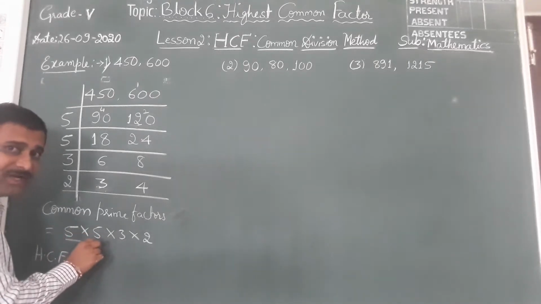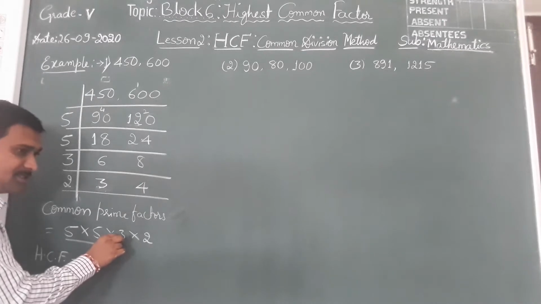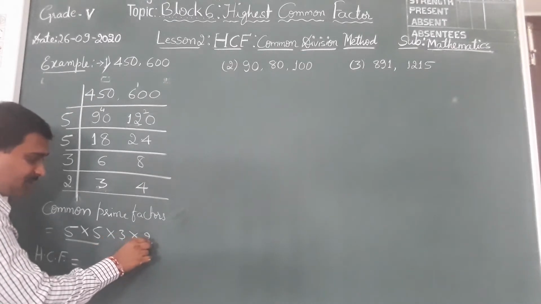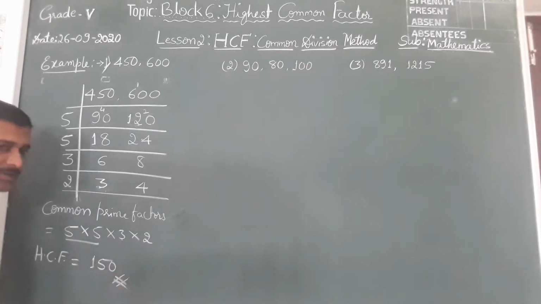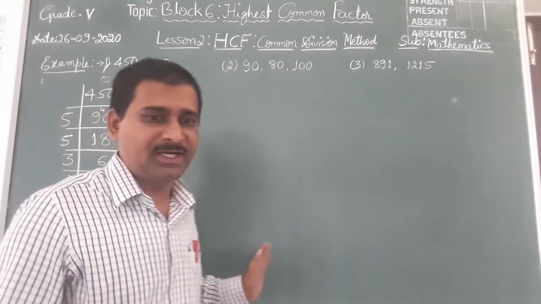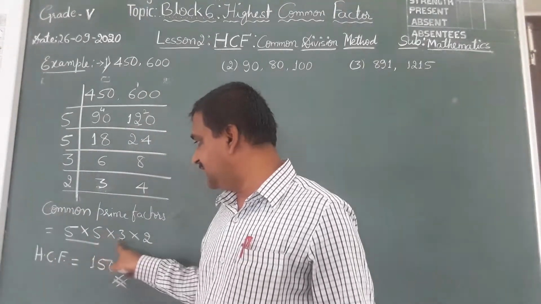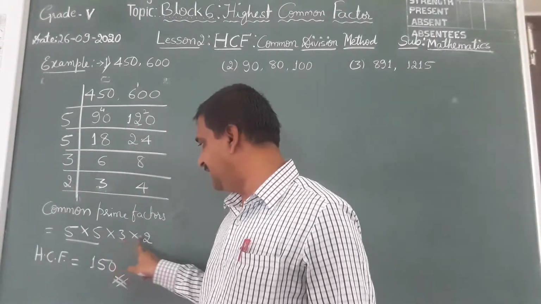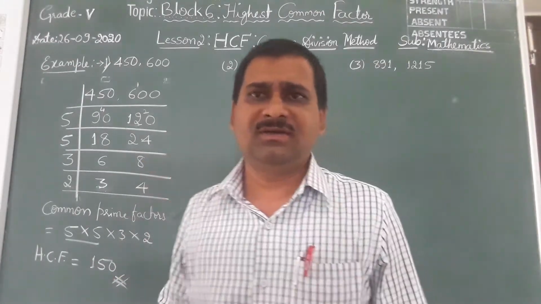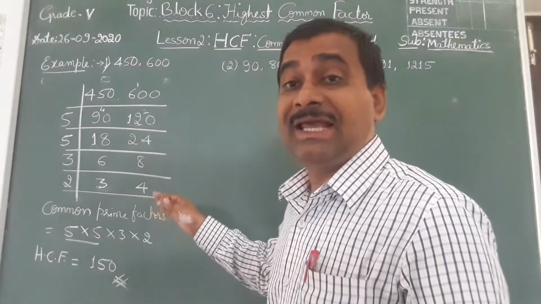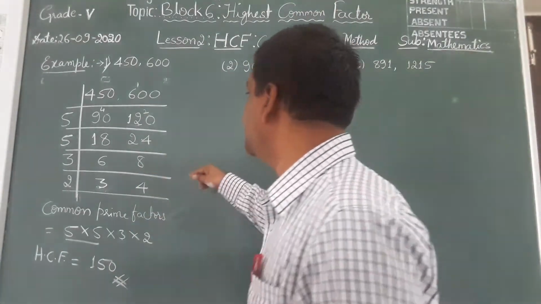5 fives are 25. 25 threes are 75. 75 twos are 150. If you want, you can multiply in your notebook and check, children. You should be perfect in the tables and in the divisibility tests.